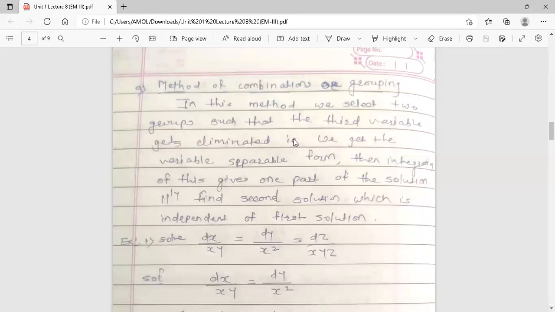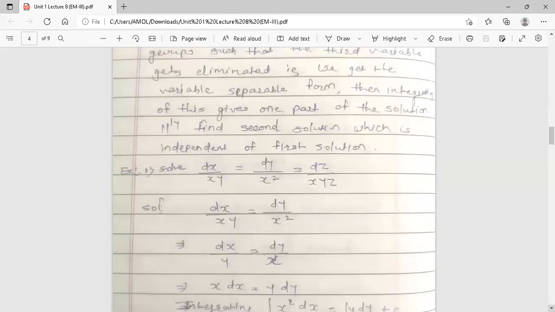Now there are two methods to solve the symmetrical simultaneous differential equations. First method is method of combinations or grouping. In this method, we select two groups such that the third variable gets eliminated. That is, we get the variable separable form. Then integration of this gives one part of the solution. Similarly, find second solution which is independent of first solution. Understood? After variable separable form, you can integrate it. You know that.